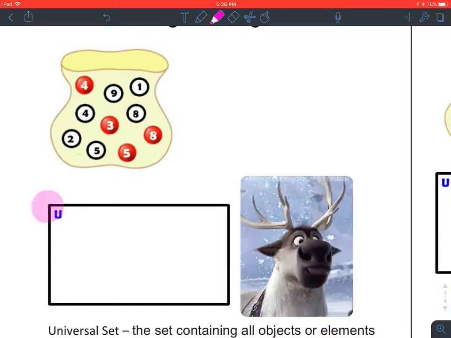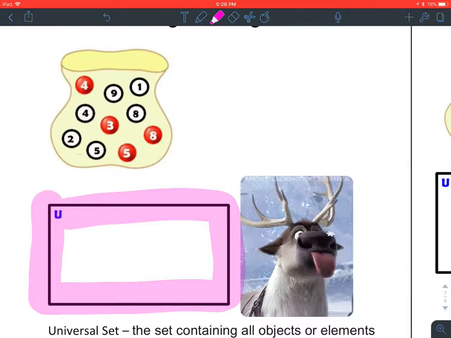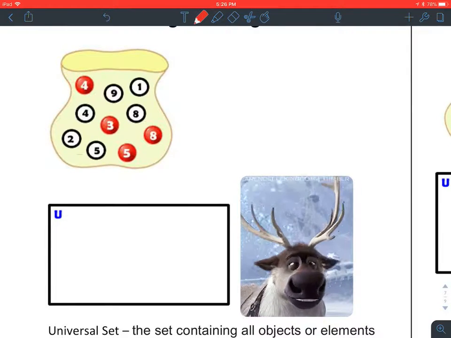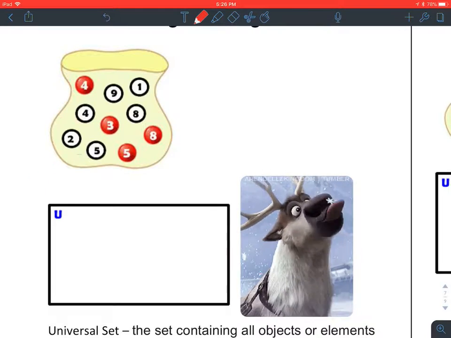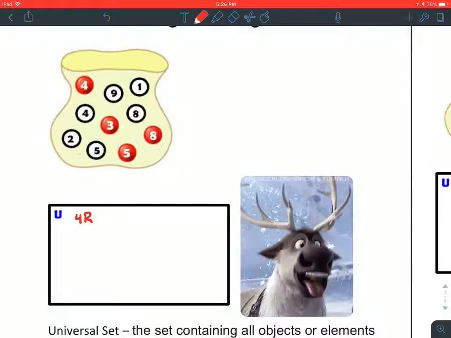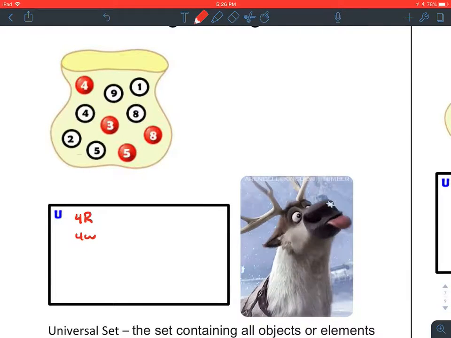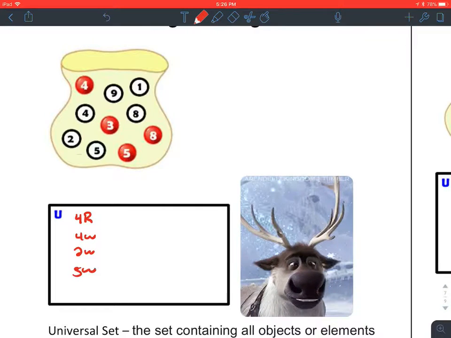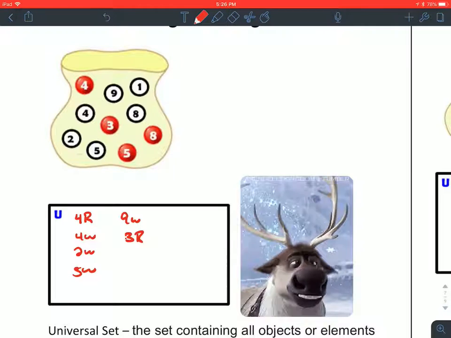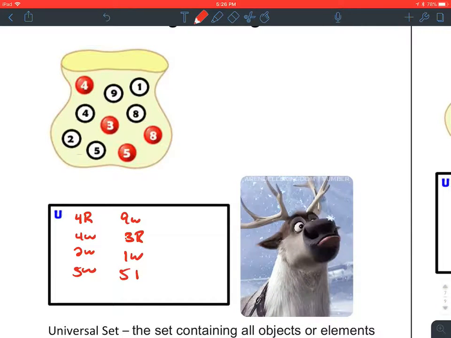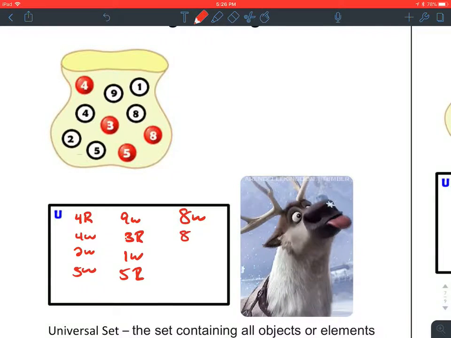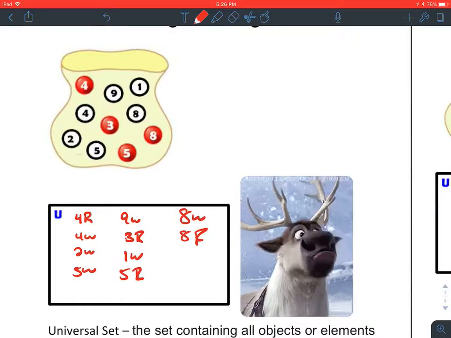This rectangle that you see here is known as the universal set. If I were to list all the elements in the universal set, given this bag of marbles, I would say that we could have a 4 that's red, a 4 that's white, a 2 that's white, a 5 that's white, a 9 that's white, a 3 that's red, a 1 that's white, a 5 that's red, an 8 that's white, and an 8 that's red. That's listing the entire sample space.